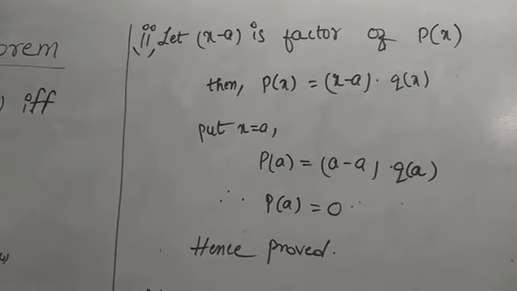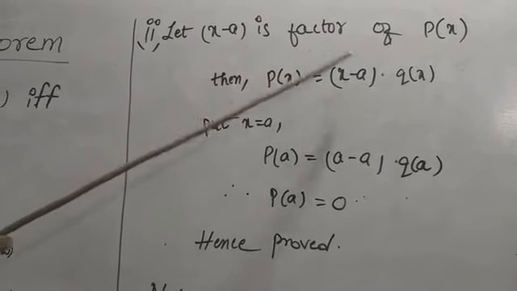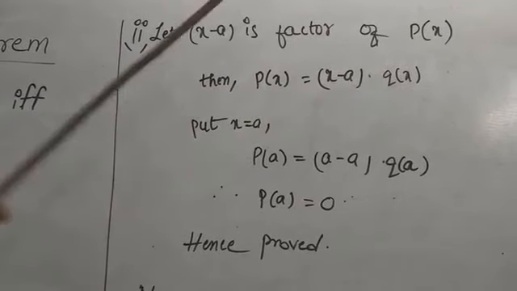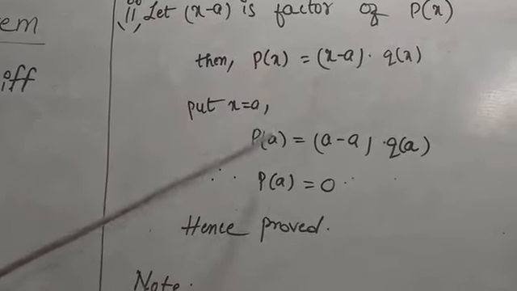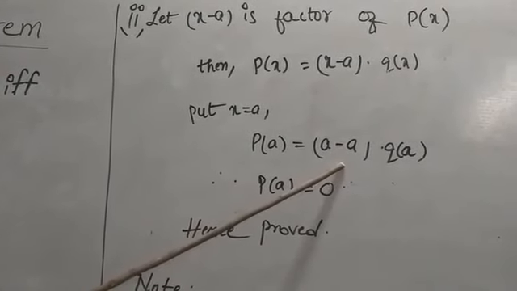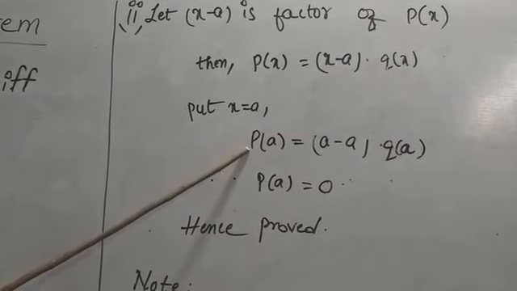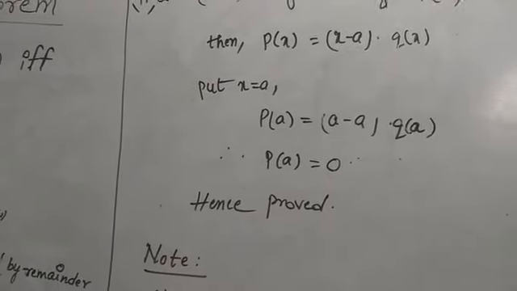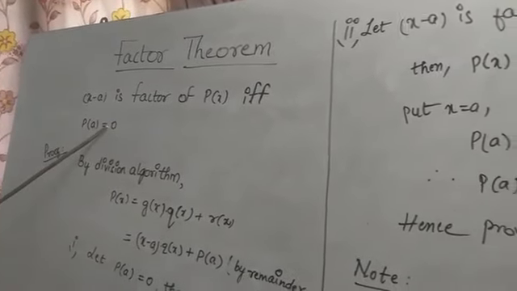Let us go to the second case. Let x minus a be a factor of p of x. If x minus a is a factor of p of x, I can express p of x as the product of x minus a into some quotient q of x. Now put x equal to a. Then what will happen? p of a is equal to a minus a of q of a. a minus a is nothing but 0, and 0 into anything is nothing but 0. And on the left hand side we get p of a. Hence, p of a becomes 0. So, x minus a is a factor of p of x if and only if p of a equal to 0.